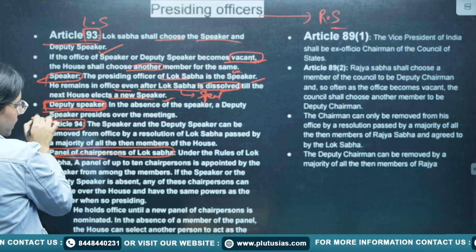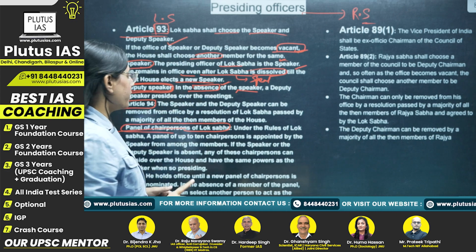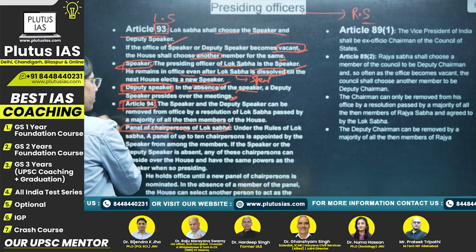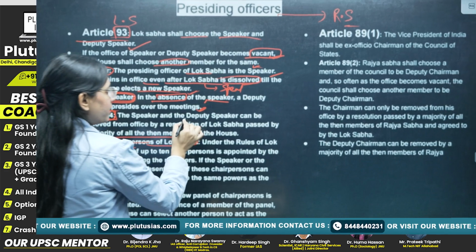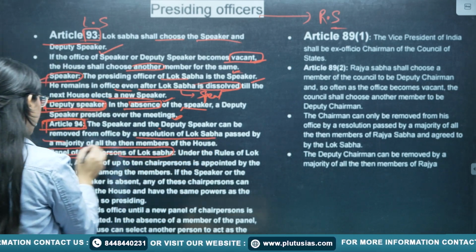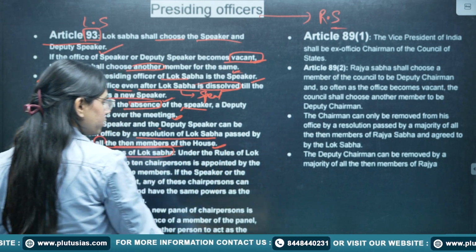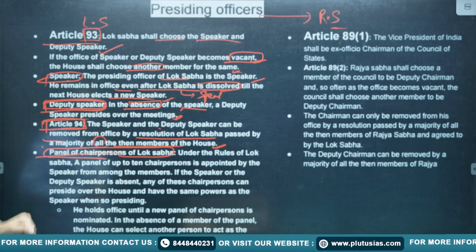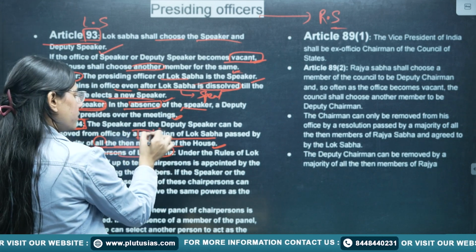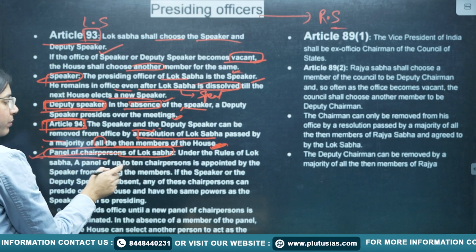Deputy Speaker: in the absence of the Speaker, the Deputy Speaker presides over the meetings. And in Article number 94, the Speaker and the Deputy Speaker can be removed from office by a resolution of Lok Sabha passed by the majority of all the then members of the House. They can be removed through this process.